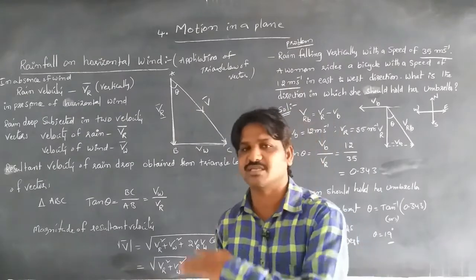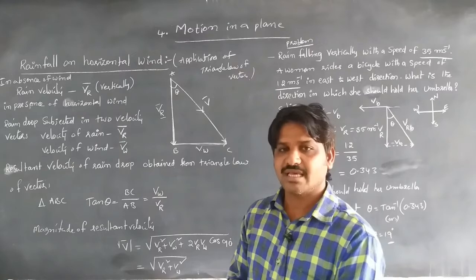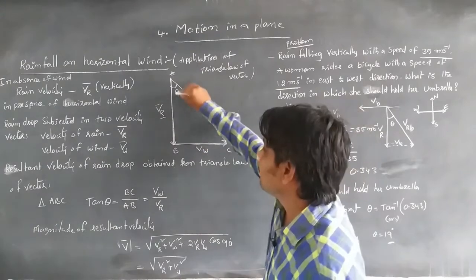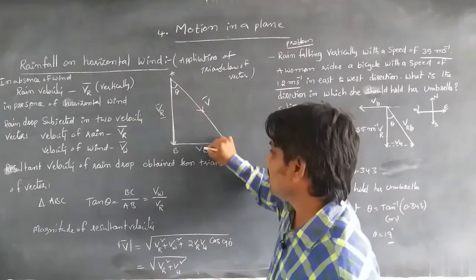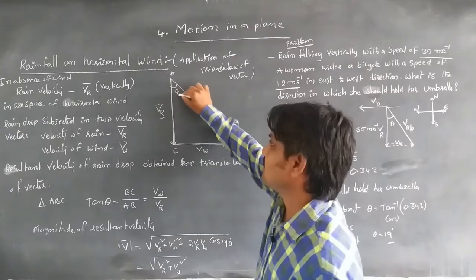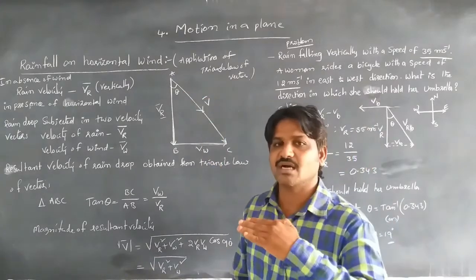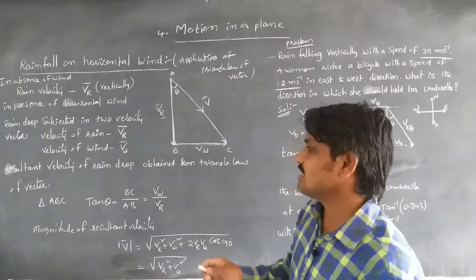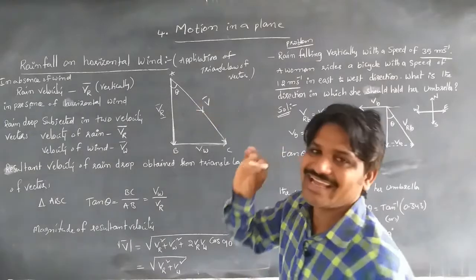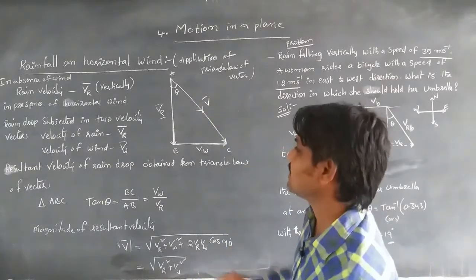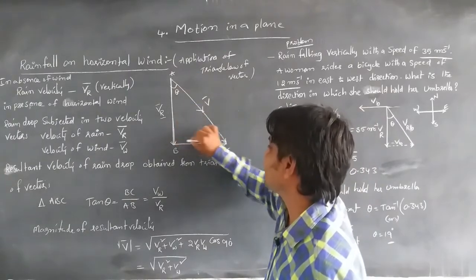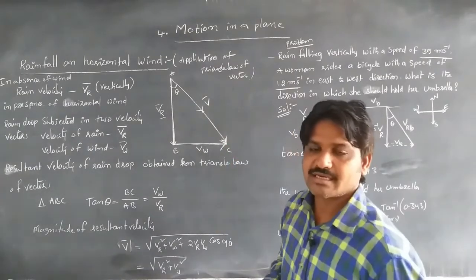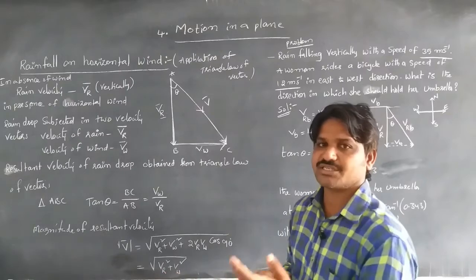If we consider the horizontal wind, then the raindrop velocity can be resolved into these two velocity vectors, Vr and Vw, the velocity of the rain and the velocity of the wind. Due to the wind, the raindrop will make an angle theta with the vertical. The resultant velocity of the raindrop is obtained from the triangle of vectors. According to the triangle of vectors, two adjacent sides of a triangle taken in order, and the resultant represented in magnitude and direction by the third side taken in reverse order.